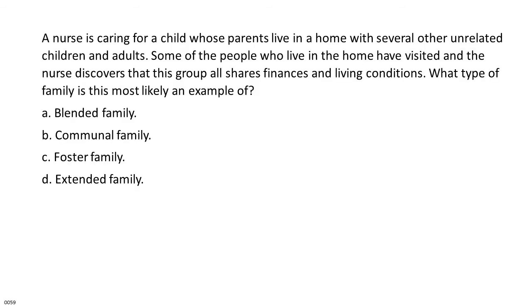A nurse is caring for a child whose parents live in a home with several other unrelated children and adults. Some of the people who live in the home have visited, and the nurse discovers that this group all shares finances and living conditions. What type of family is this most likely an example of? A. Blended family. B. Communal family. C. Foster family. D. Extended family.